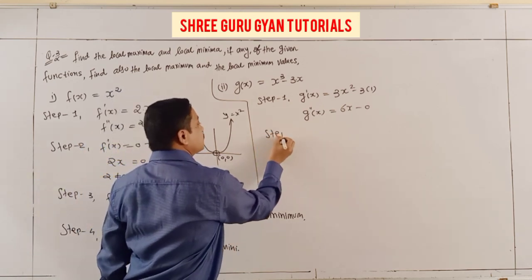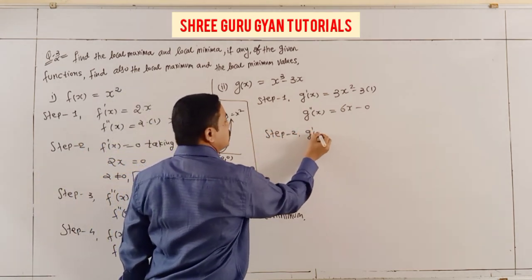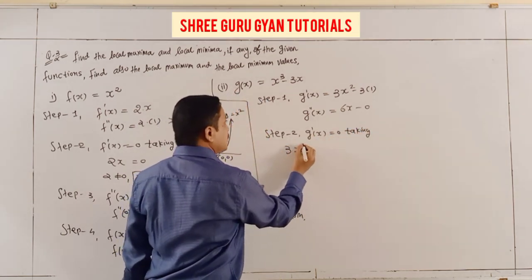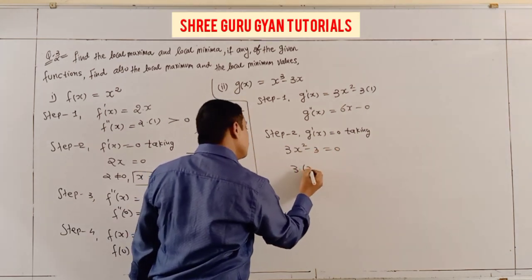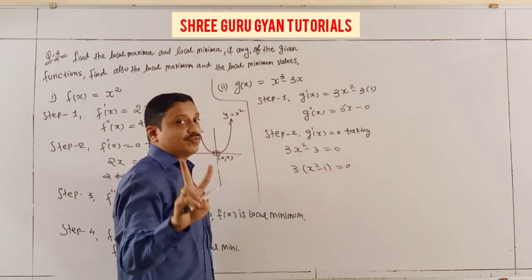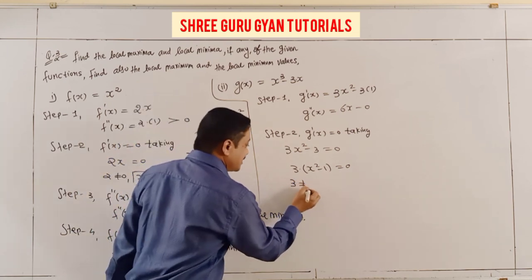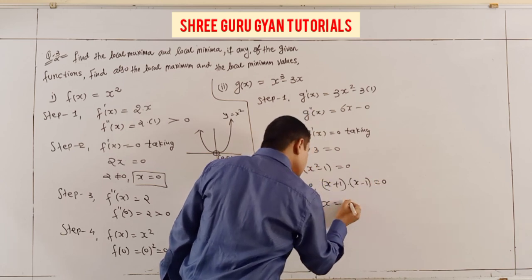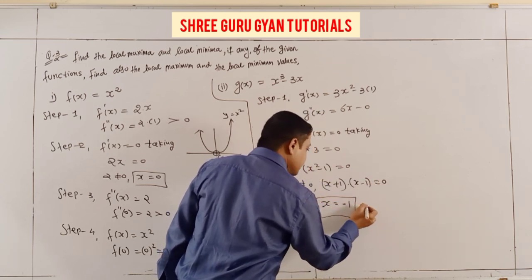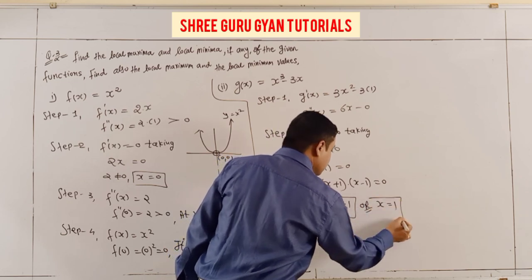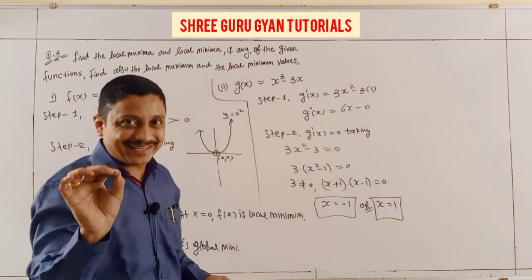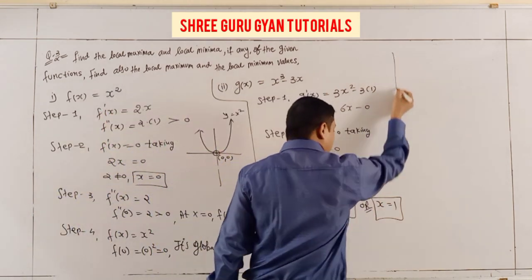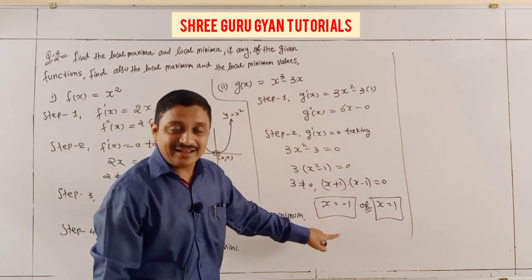Now my step 2: g dash x equal to 0. So students, 3x square minus 3 is equal to 0. Very common. You have two factors: 3 is never 0, but x plus 1 and x minus 1. So one answer is minus 1 and the other answer is plus 1. These two values I am going to check in step number 3, one by one: first minus 1, after that plus 1.